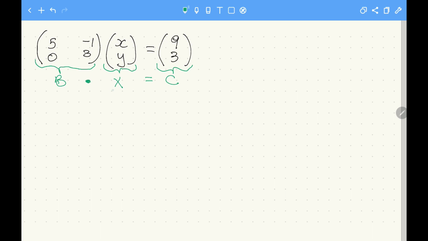So if we want to solve for X and we're multiplying on the left-hand side, we can transpose B and divide, correct? Well, not quite for matrices. We're going to transpose B and multiply and use the inverse. So we're multiplying C by the inverse of B. Therefore, to solve for X, X is going to be equal to B inverse multiplied by C.